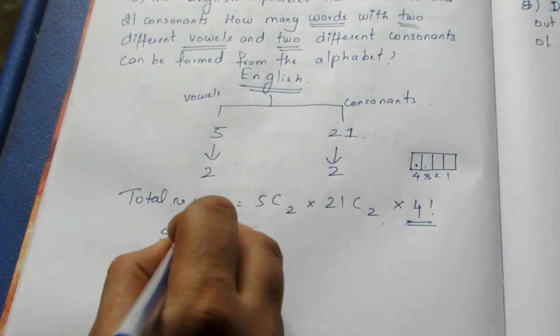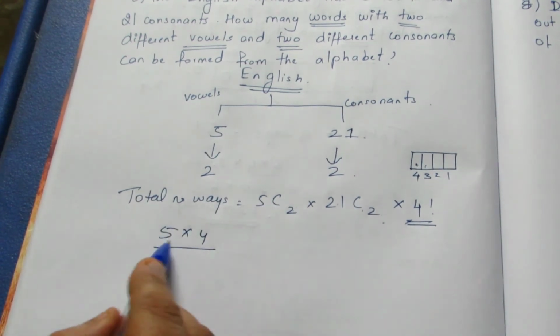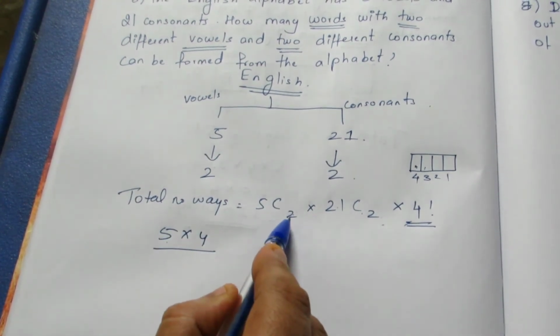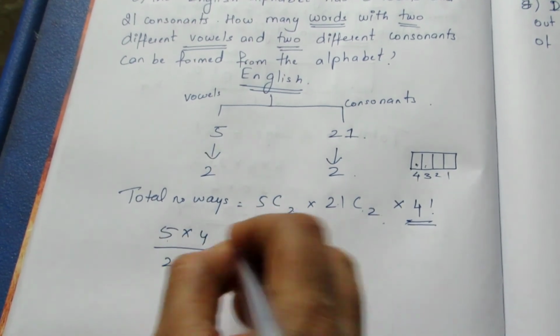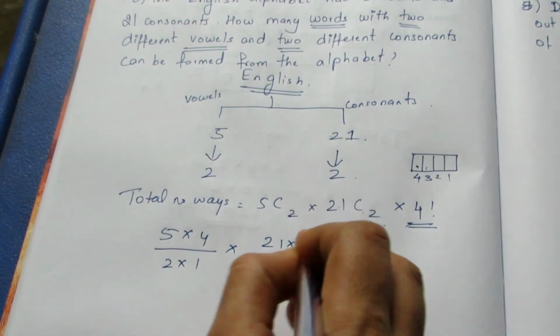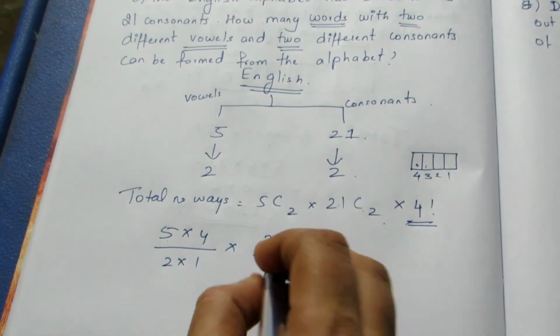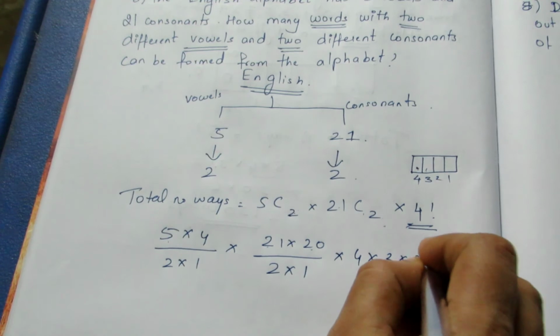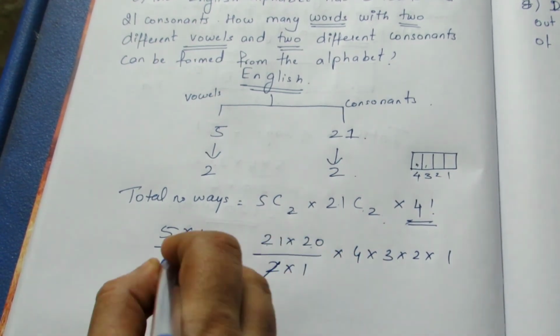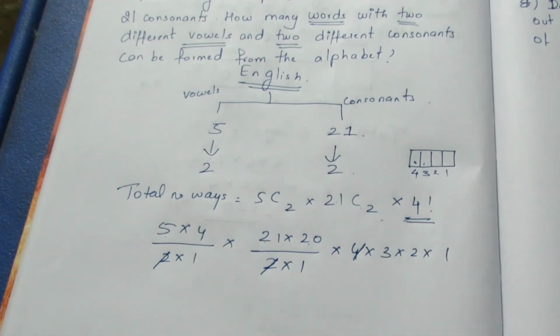Here it is 5 into 4 because of 2. I am writing only 2 descending elements here, divided by 2 factorial, so 2 into 1. Here 21 into 20 because of 2. I have written only 2. Here 2 factorial, 2 into 1. Here 4 into 3 into 2 into 1. Now the 2 2s are 4, which get cancelled.